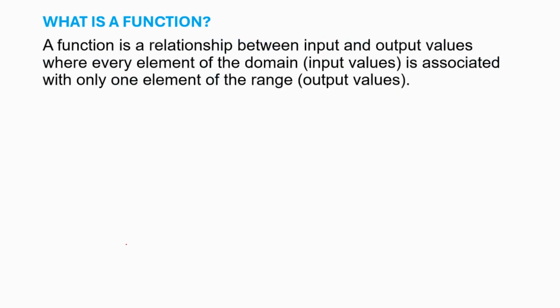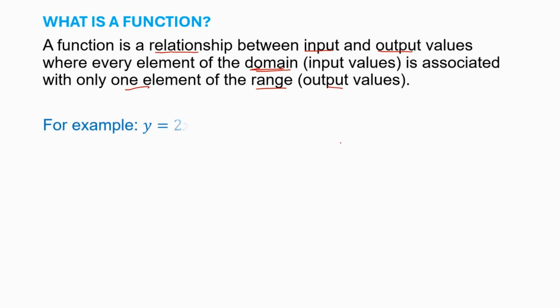But in this lesson, we want to understand what a function is. A function is a relationship between input and output values. Remember, the input values are the domain, and the output values are the range. So a function is a relationship between input and output values where every element of the domain, the input values, is associated with only one element of the range, the output values. What do I mean by that?